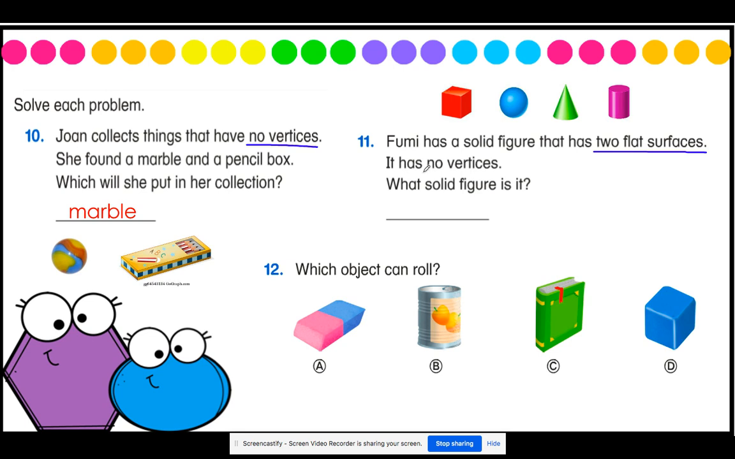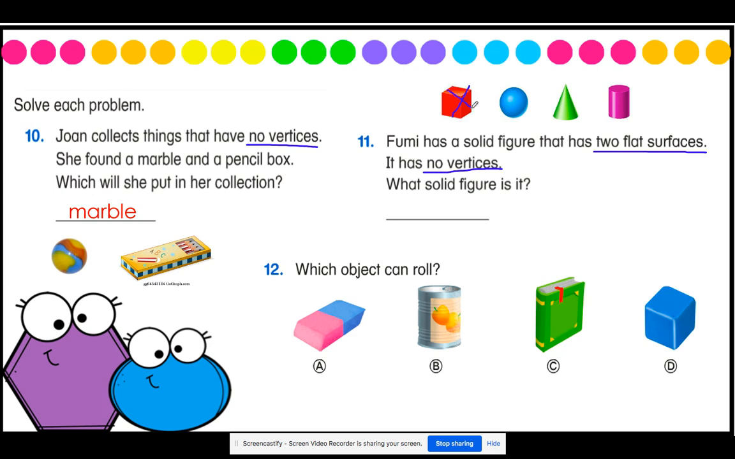Number 11, Fumi has a solid figure that has 2 flat surfaces. It has no vertices. What solid figure is it? Now I included some of our shapes here at the top to kind of help you think about the solid shapes we know. We're looking for which solid shape has 2 flat surfaces, and also no vertices.